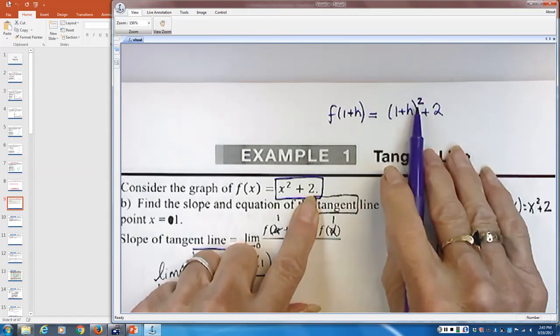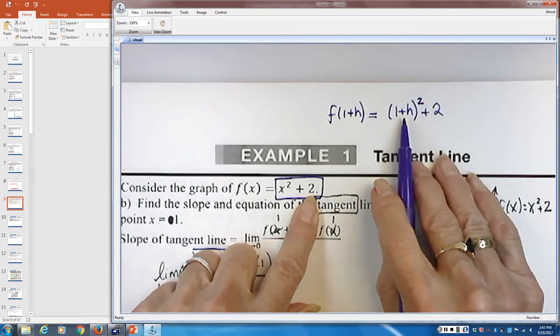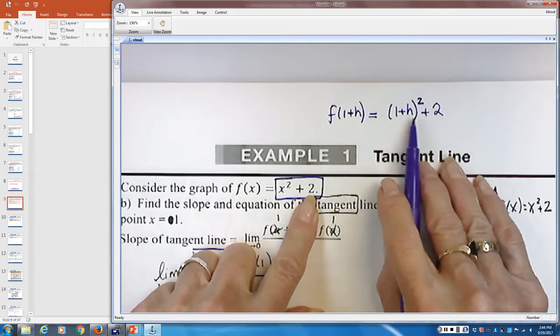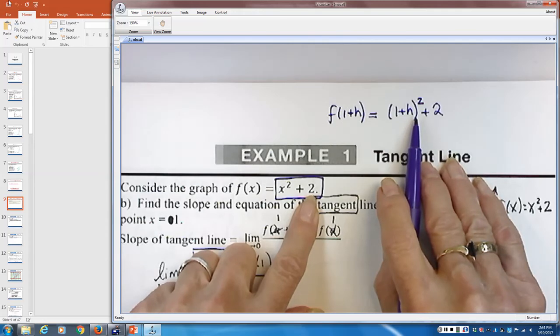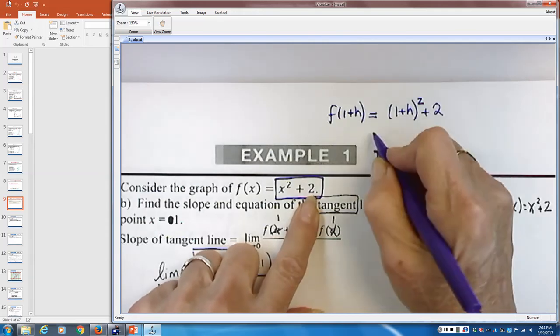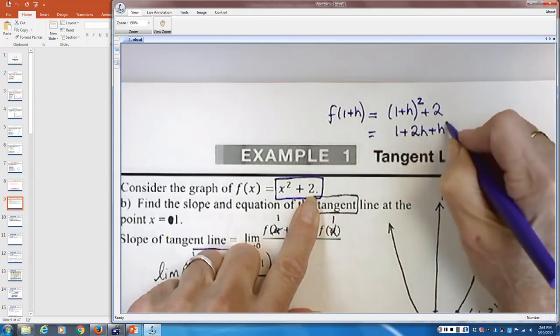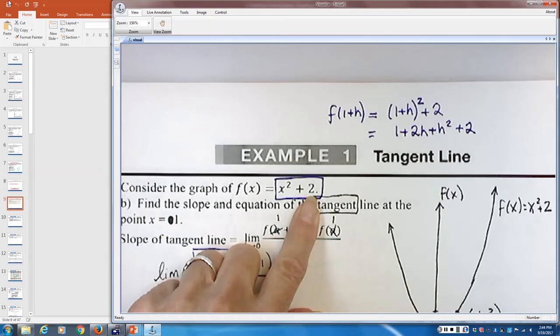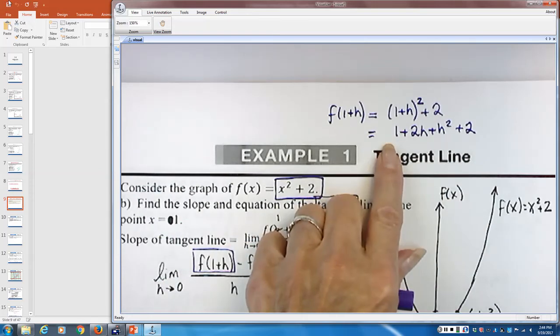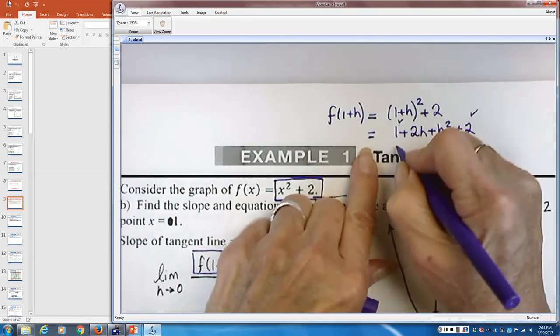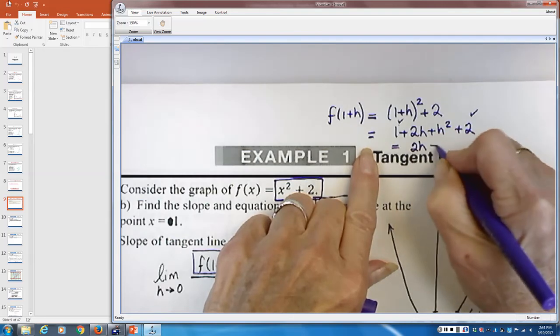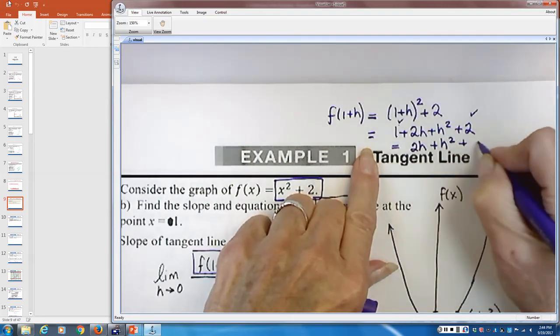What is 1 plus h quantity squared? And no, it's not 1 squared plus h squared. I warned you about that last time. Twirl that out for me. What is it? Very good. Plus 2. Can we combine any terms? We can combine 1 and 2, so that's equal to 2h plus h squared plus 3.